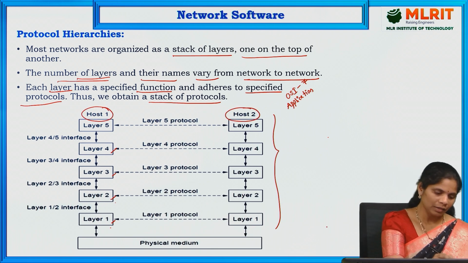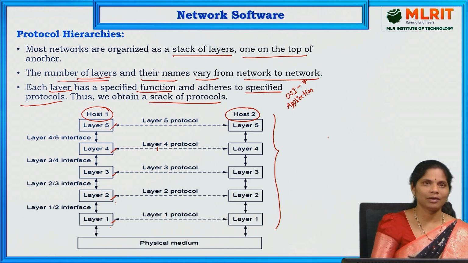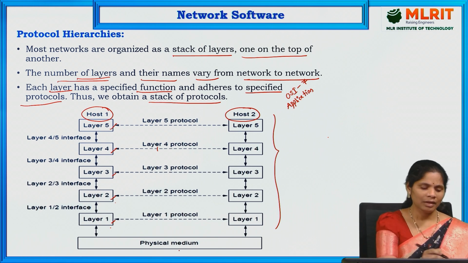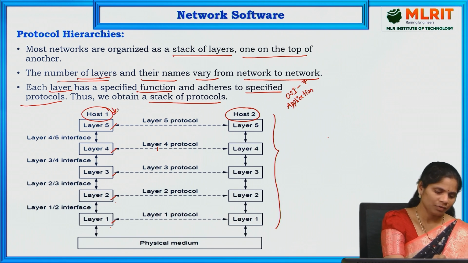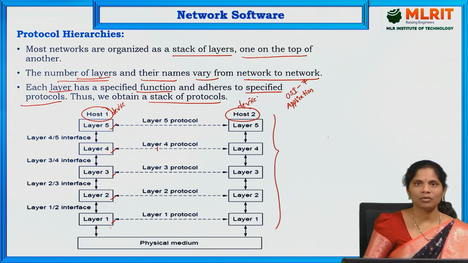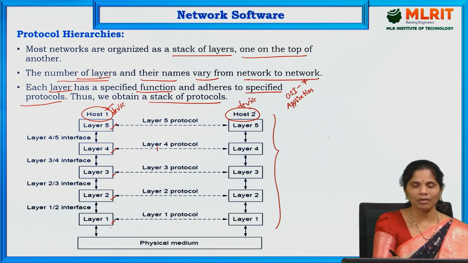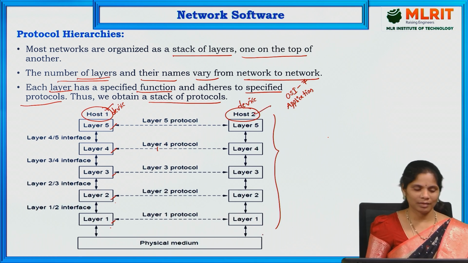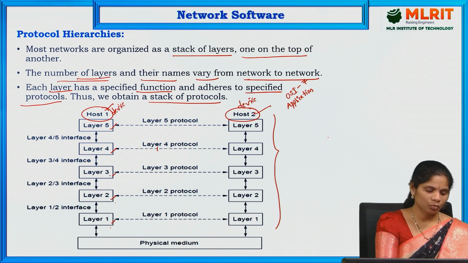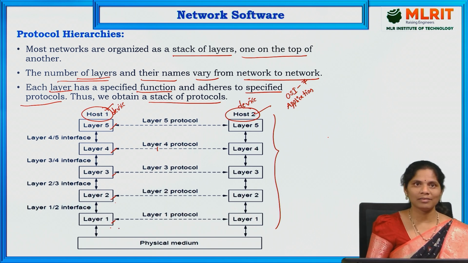Inside the host, there are different layers like layer 5, 4, 3, 2, 1. Suppose this is considered as one device and this is considered as another device. Two devices means this is one host and this is another host. Inside these devices, there are the layers 5, 4, 3, 2, 1. These are the different layers inside the device.